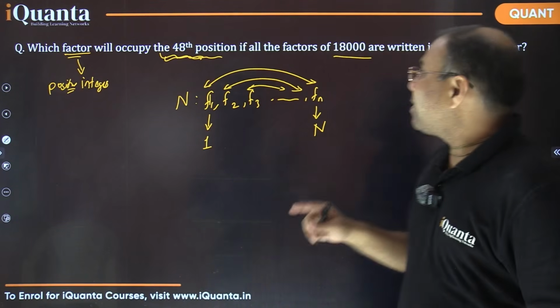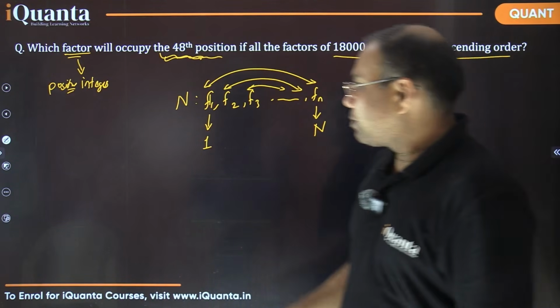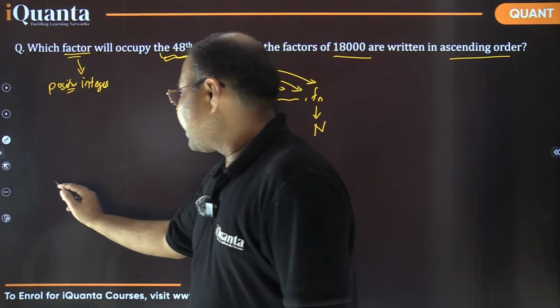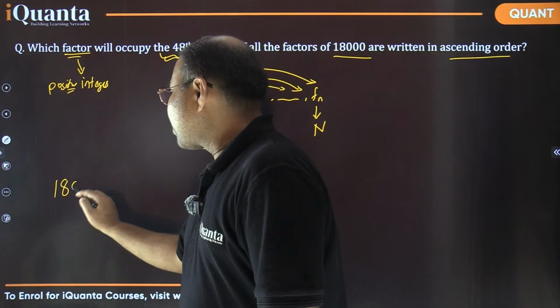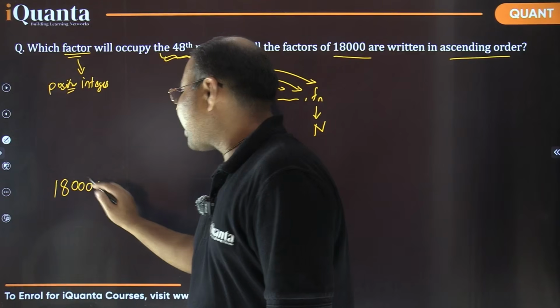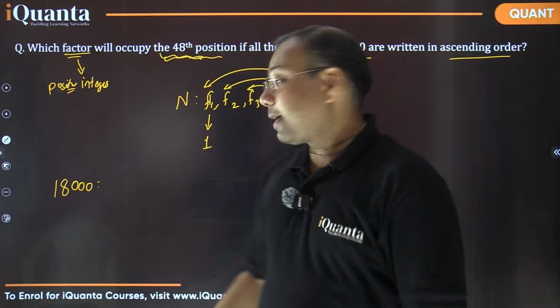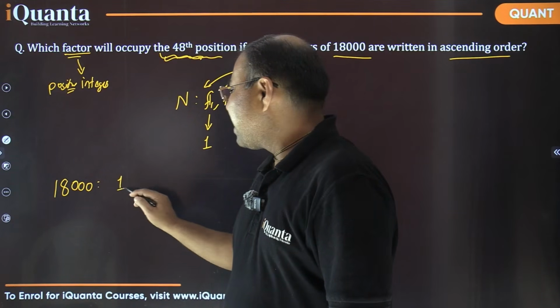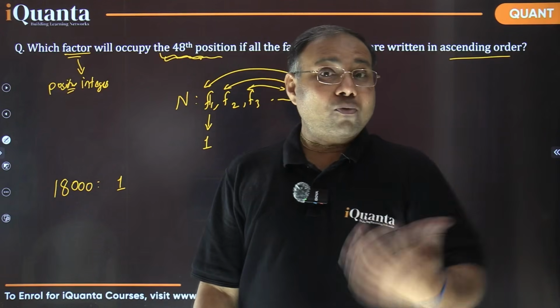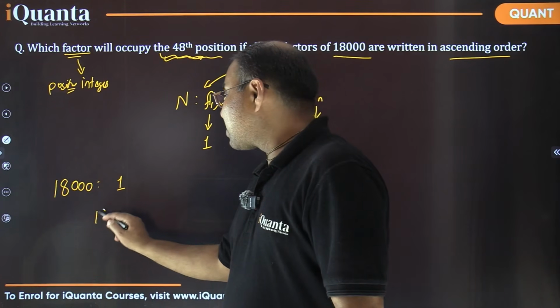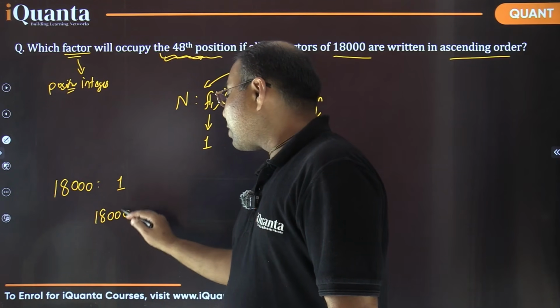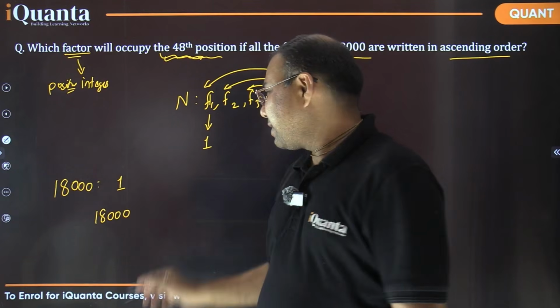Fine. So here we have the number 18,000. Can you tell me what is the smallest factor of 18,000? It is 1. The smallest factor of 18,000 is 1. And what is its largest factor? Of course 18,000. You can verify yourself. So what is the product of these two numbers? It is 18,000. Let's continue.